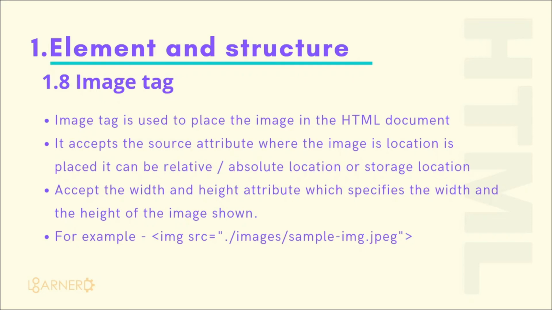The main thing regarding the image tag is that it accepts a source attribute, and this source attribute consists of a value which is the location of the image being placed. This location can be a relative or absolute location, or the storage location, in terms of the URL of the image where it has been stored, or from where we can download that image and place it into our HTML document.